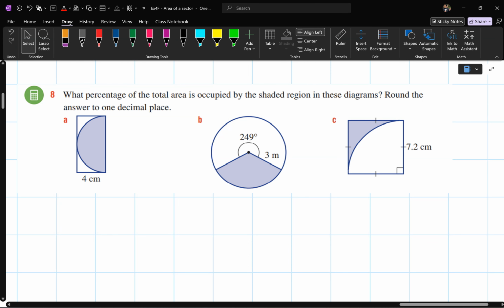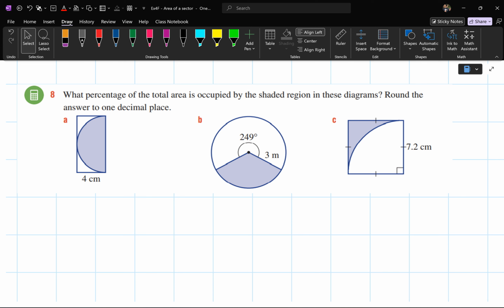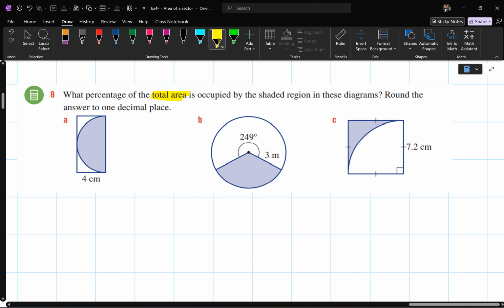This is to do with area of a circle, but specifically we call them sectors. And sectors just basically means a portion of a circle, and you want to find the area of that portion. Okay, so here in question 8 it says what percentage of the total area, so you need to first find what is the total area and what is occupied by the shaded region.